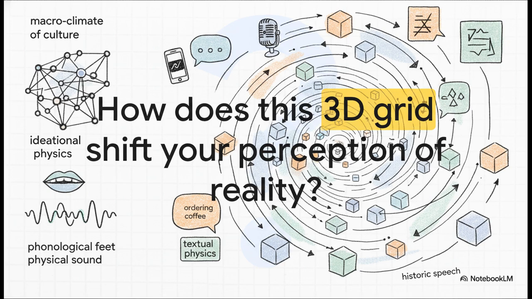I hope this explainer leaves you deeply curious about the immense, invisible architectural power hiding right there behind your everyday conversations. Keep observing, keep questioning, and keep exploring the architecture of meaning.